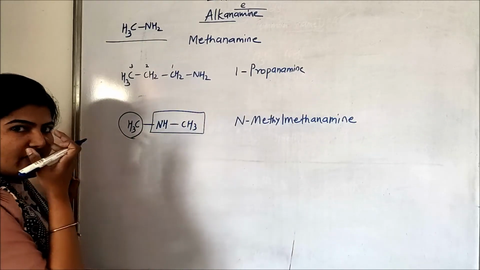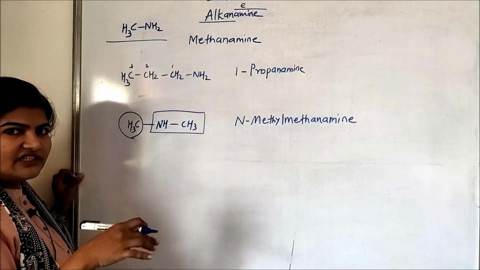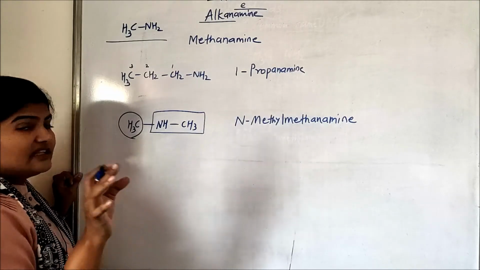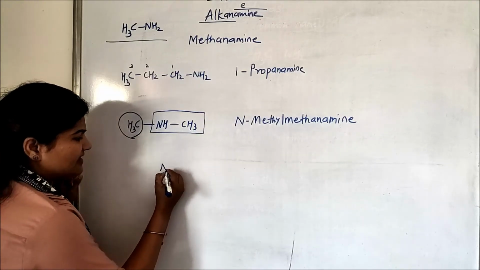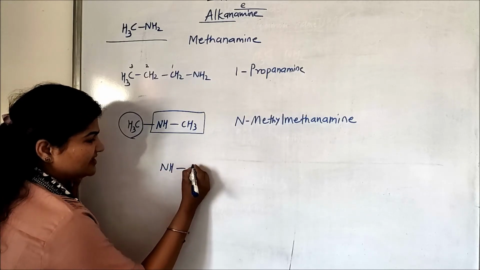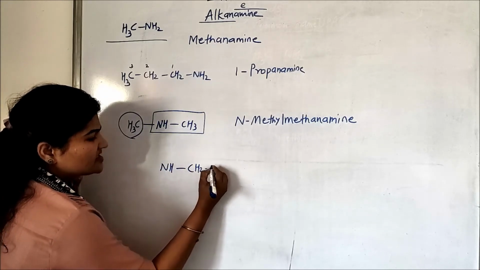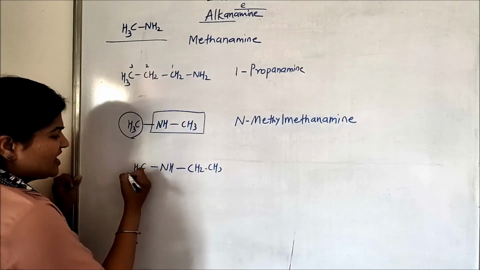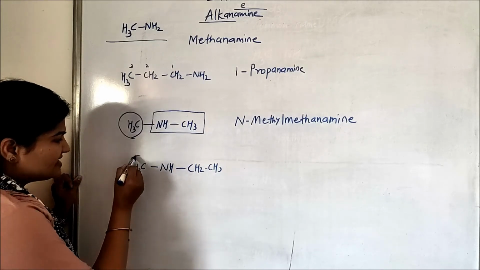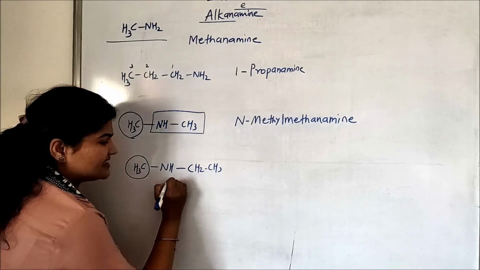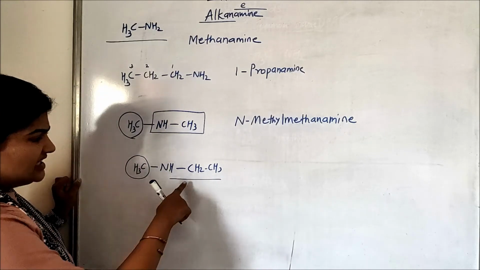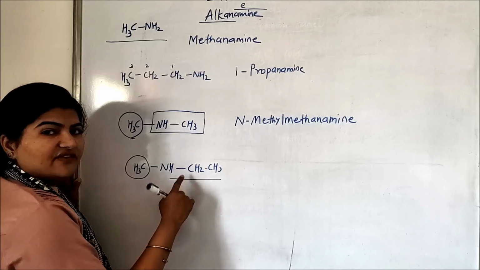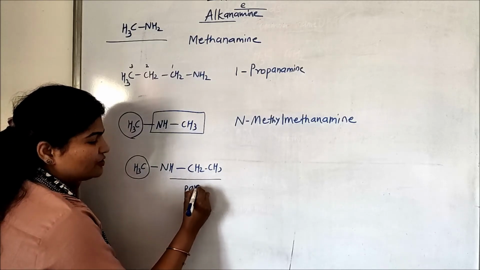Okay, so this is how we are going to do the nomenclature for secondary and tertiary amines. Now let me tell you another example. Let's take another example for secondary. NH, CH2CH3, and here I will take CH3. Now there are two alkyl groups, one is methyl and one is ethyl. Now which is the bigger one? Ethyl is the bigger one.